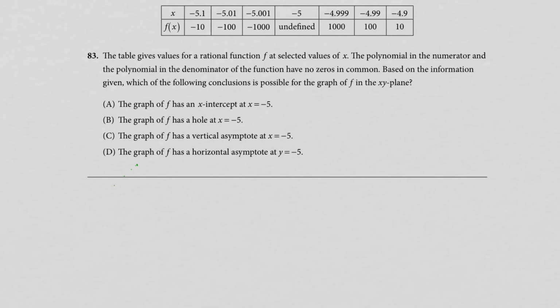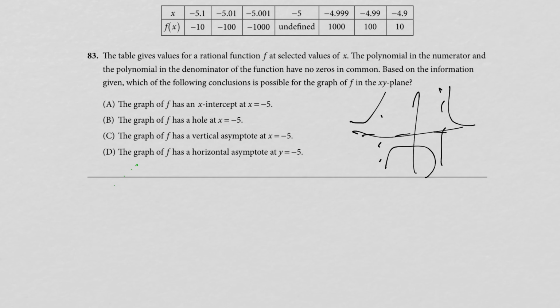Okay, just 5 more questions. The table gives the values for a rational function. Rational functions are graphs that have some asymptotes and things. They look kind of strange sometimes like that. So it's a rational function. The polynomial in the numerator and the polynomial in the denominator of the function have no zeros in common. Based on the information given, which of the following conditions is possible for the graph of f?